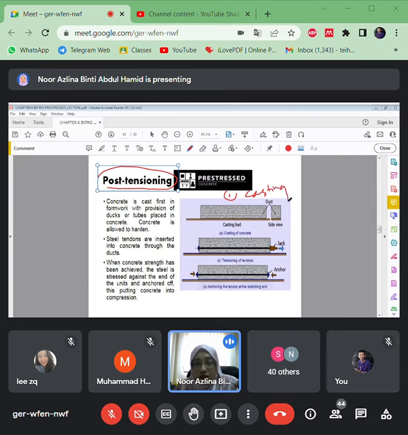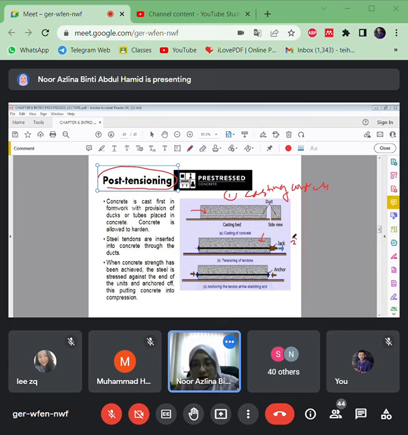We have to do the casting for the concrete, but inside it should be provided with the tube or ducting, in order to insert all the steel tendons into the concrete. So during the casting, at the same time, we should have a ducting, a tube, for the hollow tube here. Then we have to wait until the concrete hardens, until it achieves its strength.